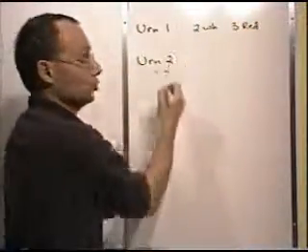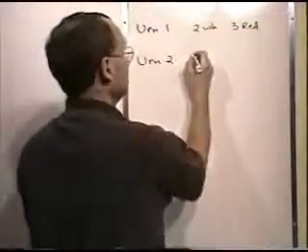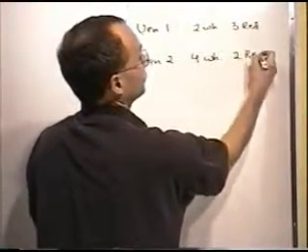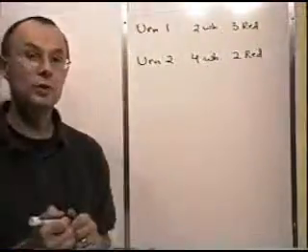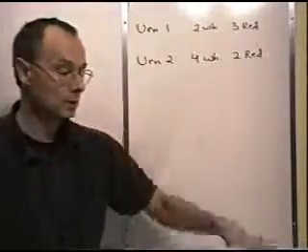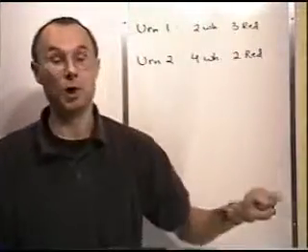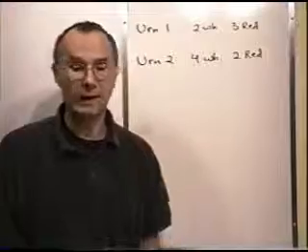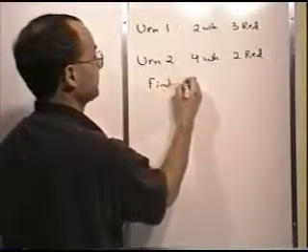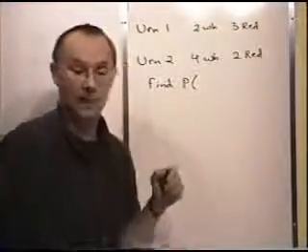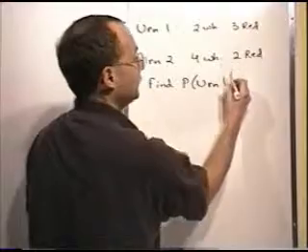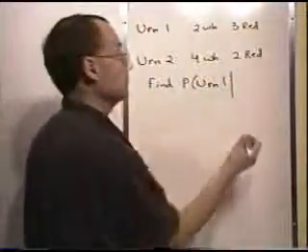And in urn 2, there are 4 white and 2 red marbles. And so what we're going to do here is we're going to walk up to these 2 urns. You're going to pick an urn, reach in, and pull out a marble. Okay? And what we'd like to find here is the probability that we've reached into urn 1 if we know we've got a red marble.